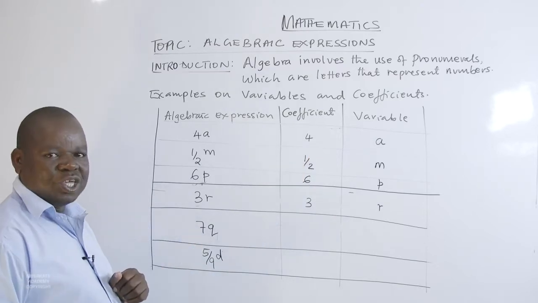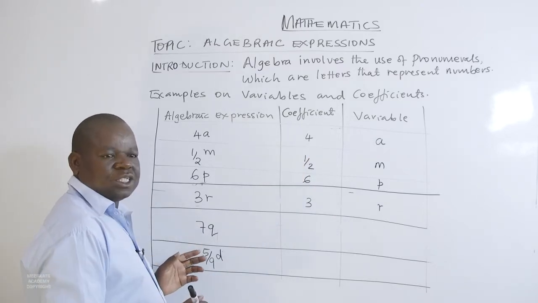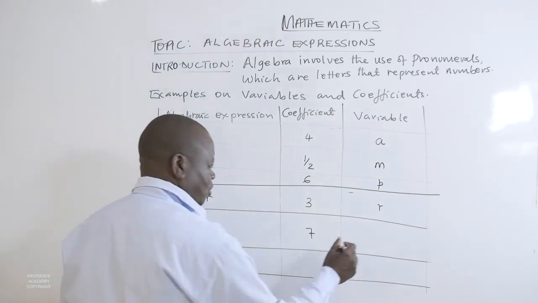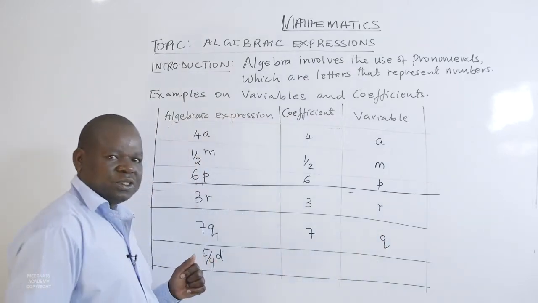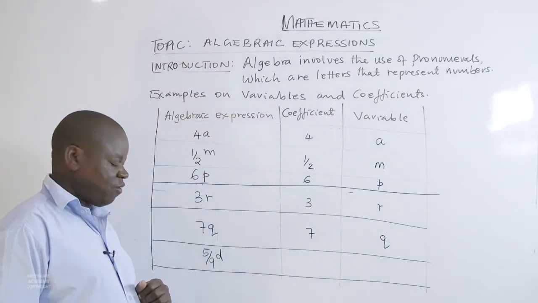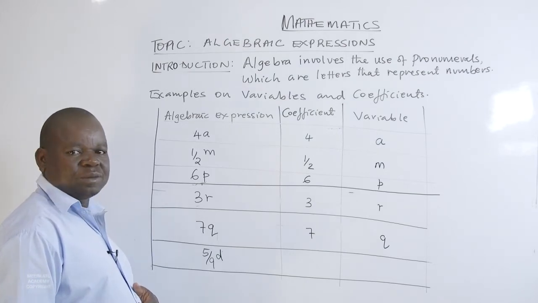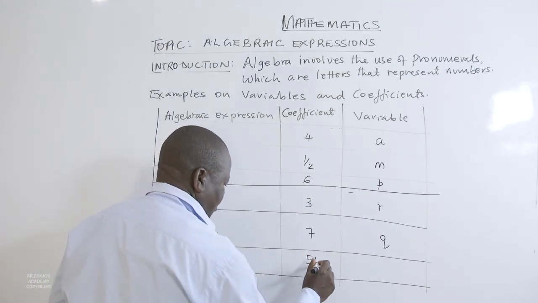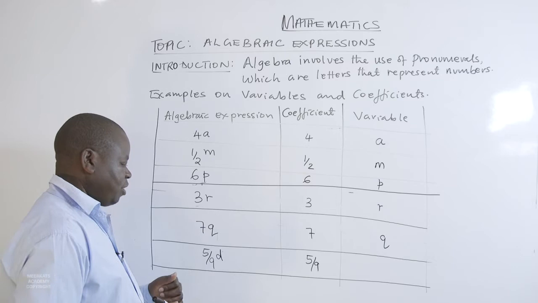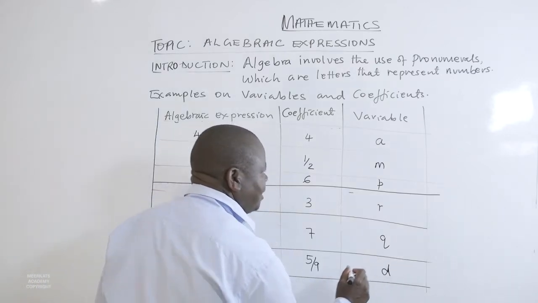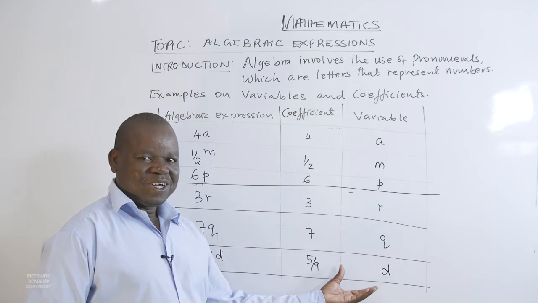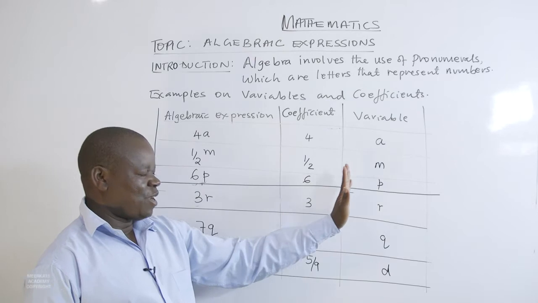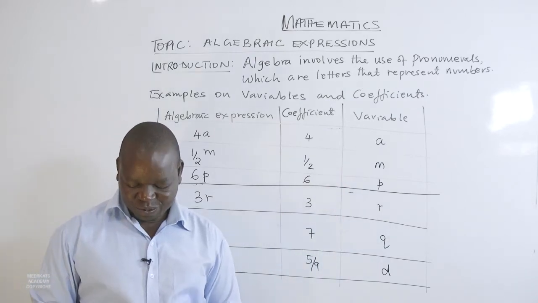How about 7Q? What is the coefficient? Yes, 7. Variable Q. Here, what is our coefficient for 5 over 9D? What is our coefficient? Yes, 5 over 9 is our coefficient. How about our variable? Our variable is D. So you can see we have successfully identified coefficients and variables in algebraic expressions.